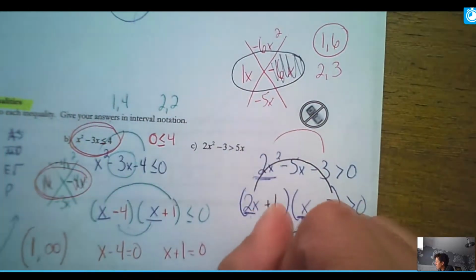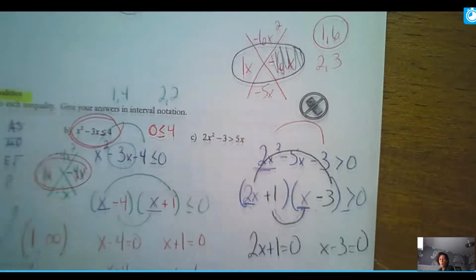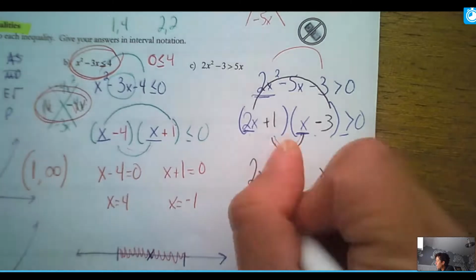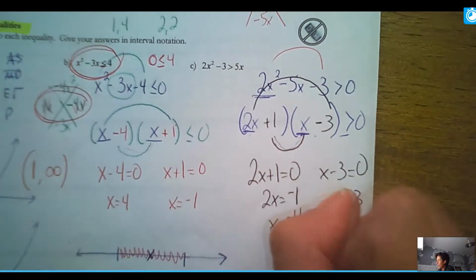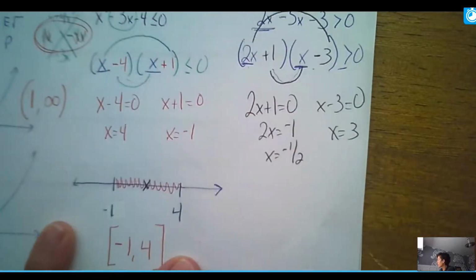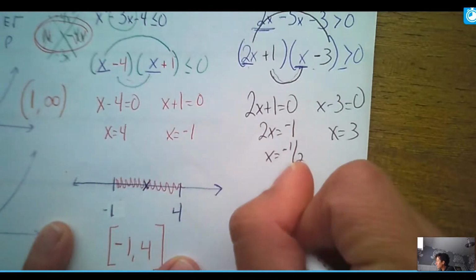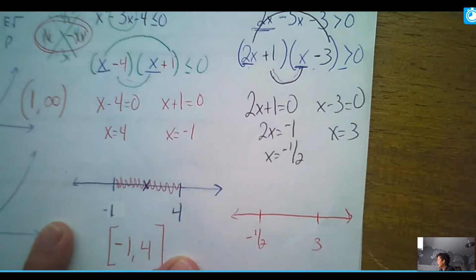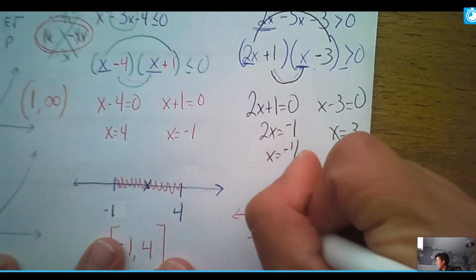So again, I'm going to set each factor equal to 0 and solve. This one's pretty simple. I'll just add 3. And this one is subtracting 1, dividing by 2, so it's -1/2. It's just easier to leave it as a fraction. So now I'm going to draw my number line. Smaller number on the left, bigger number on the right. And since 0 is not a solution, I can actually test it, and 0 is right here in the middle.